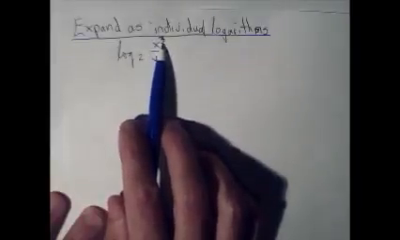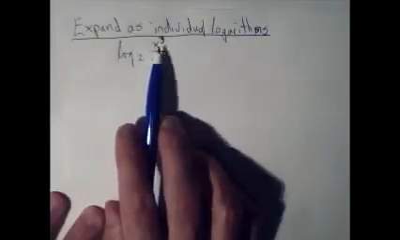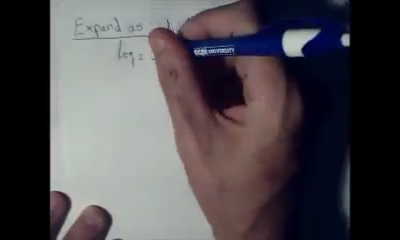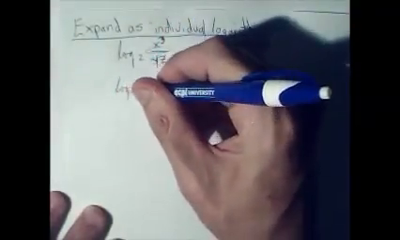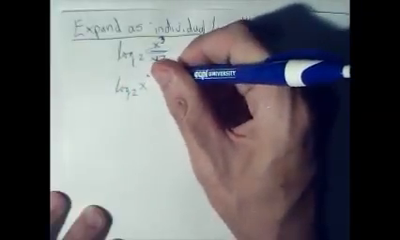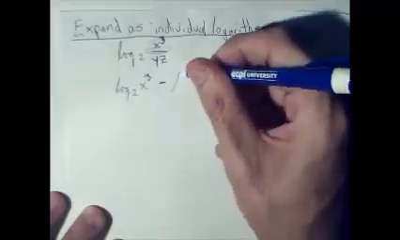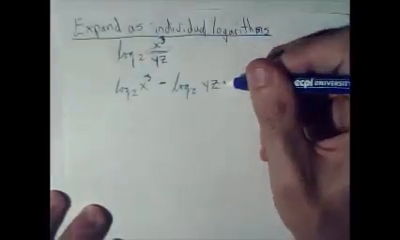We see a 3 is an exponent. We want to put it in front, but remember that 3 only applies to the x. So we've got to find a way to split up the numerator and the denominator first. We've got to look at the quotient property first. What we've got to look at is log base 2 of x cubed. Since it's a quotient, subtract log base 2 of the denominator, yz.